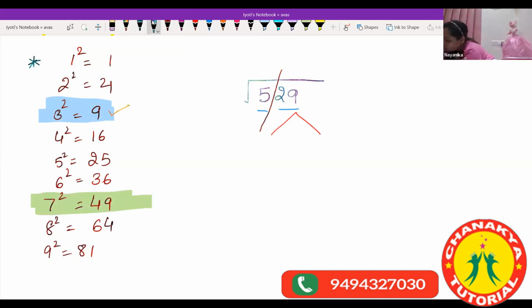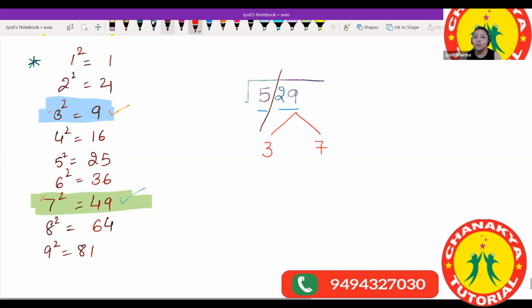Here I am making one thing clear. You will check this square, but in your answer, you will write the original number of which you are checking the square. Like 3 square is 9, so you will take 3 as your answer. 7 square is 9, so you will take 7 as your answer. So you got two possibilities.